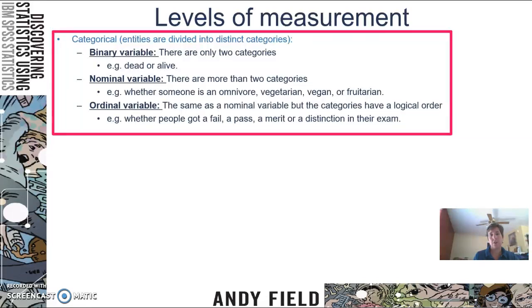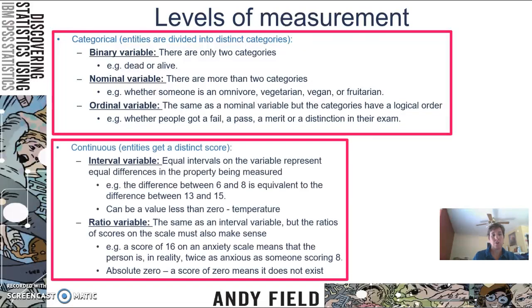I always like to think of an ordinal as ranked data. All right, so he uses the example here where the people get a fail, a pass, a merit, or distinction on their exam. So there's a logical order here. You either fail it, you pass it, you get a merit, or you get distinction. So that's kind of like ranked data. All right, and then the other two types of variables are what's known as continuous. All right, so you've got categorical variables, or you've got continuous variables.